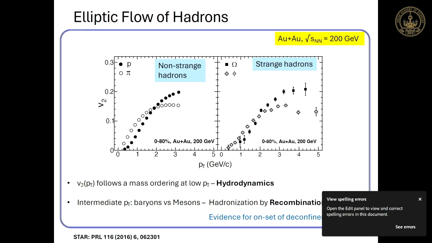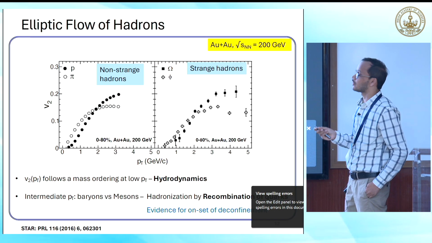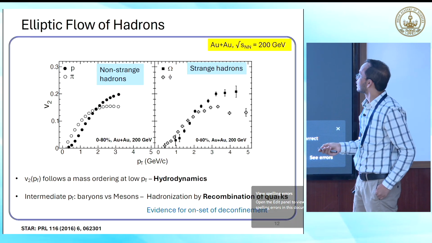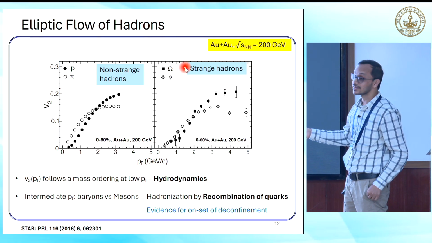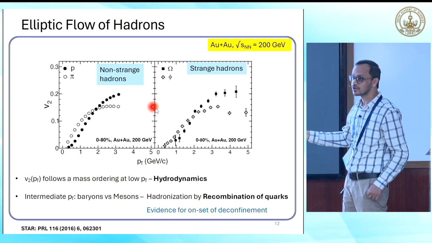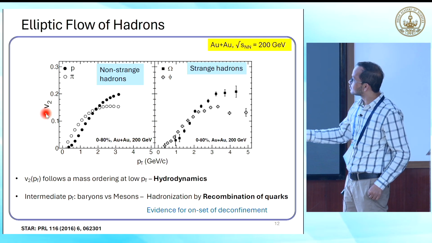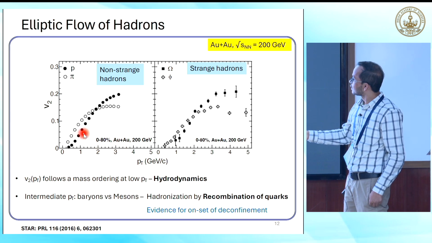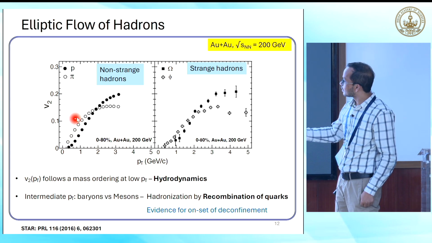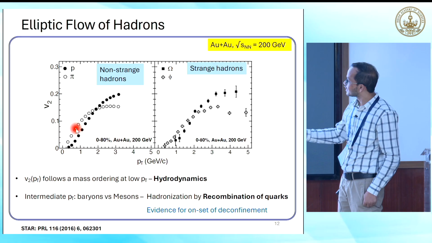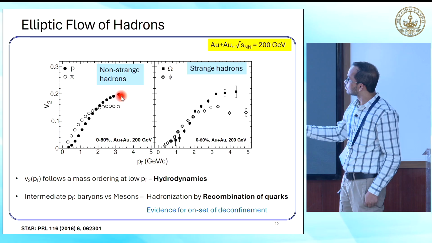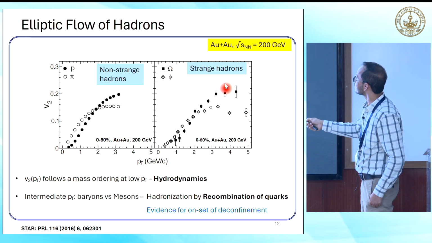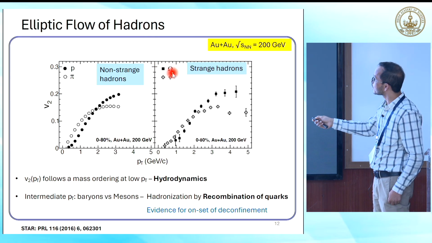So this is the result. We measured this v2 parameter, or elliptic flow, for different identified hadrons. The left hand side is the non-strange hadrons, the proton and pion. The right hand side is the strange hadrons, the omega and phi. They are purely made up of strange quarks. Then v2 is plotted as a function of transverse momentum. At lower transverse momentum, the lighter particle like the pion shows a higher v2 compared to the proton. And as you go to intermediate pT, the proton shows a higher v2 compared to the pion. Similarly, we observe this for the strange hadrons omega and phi.